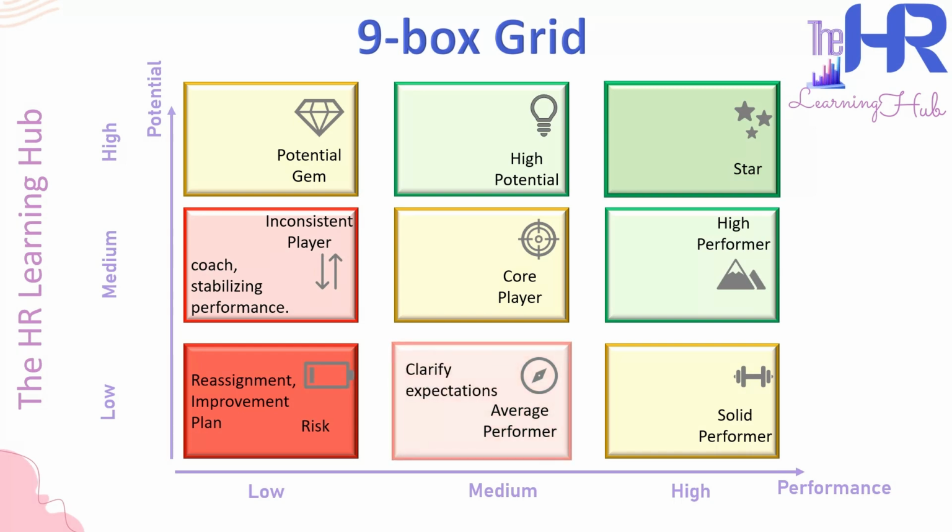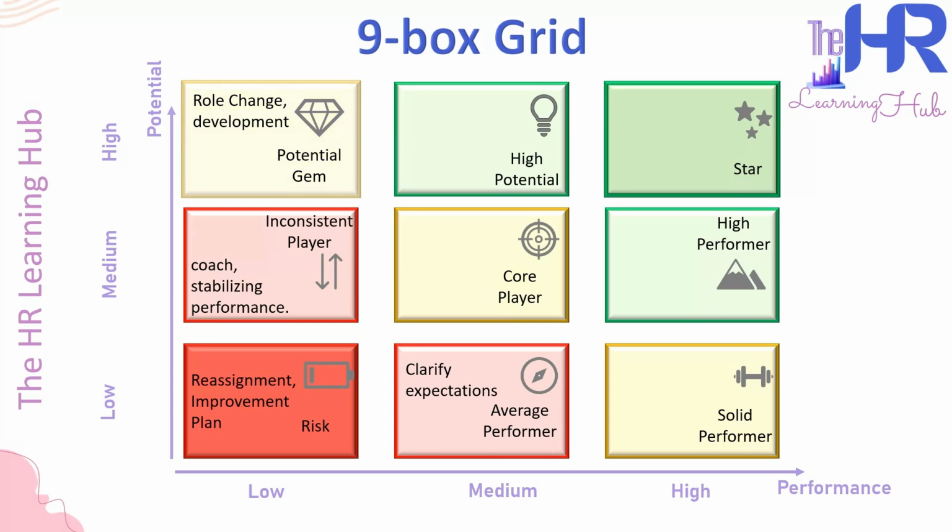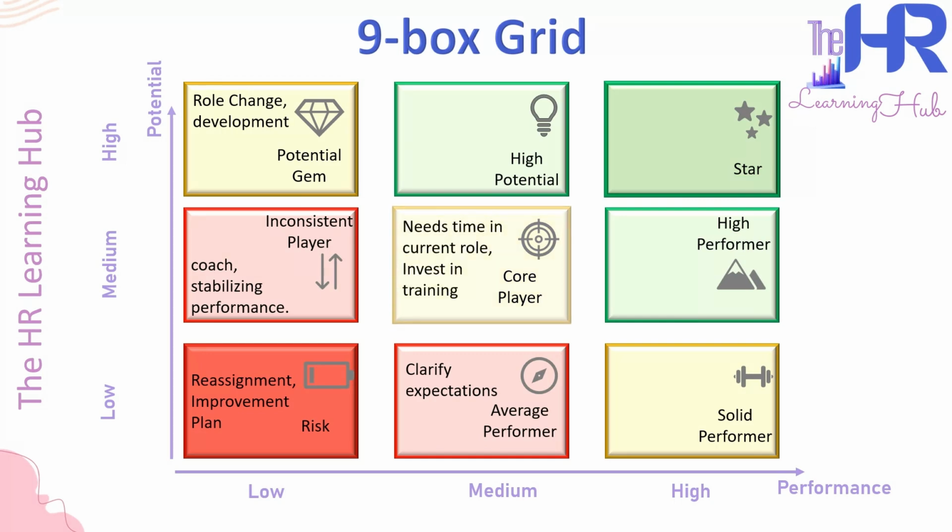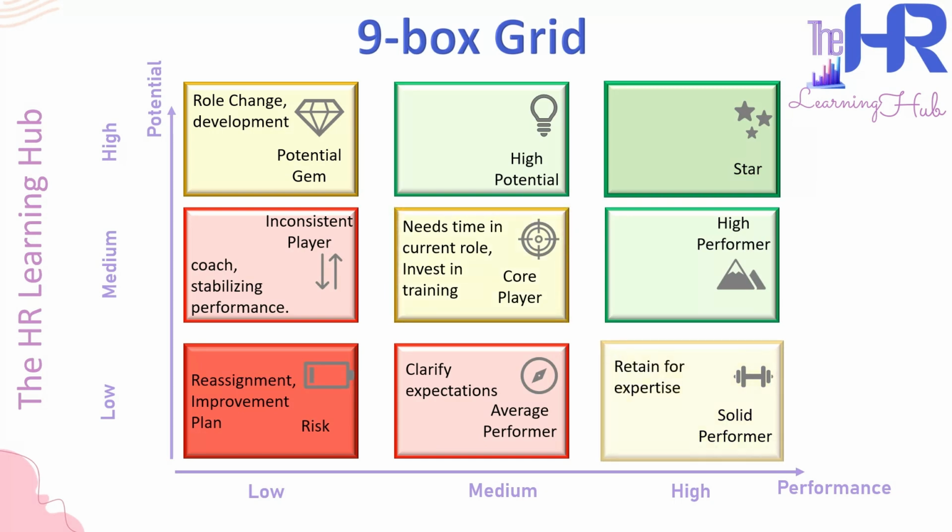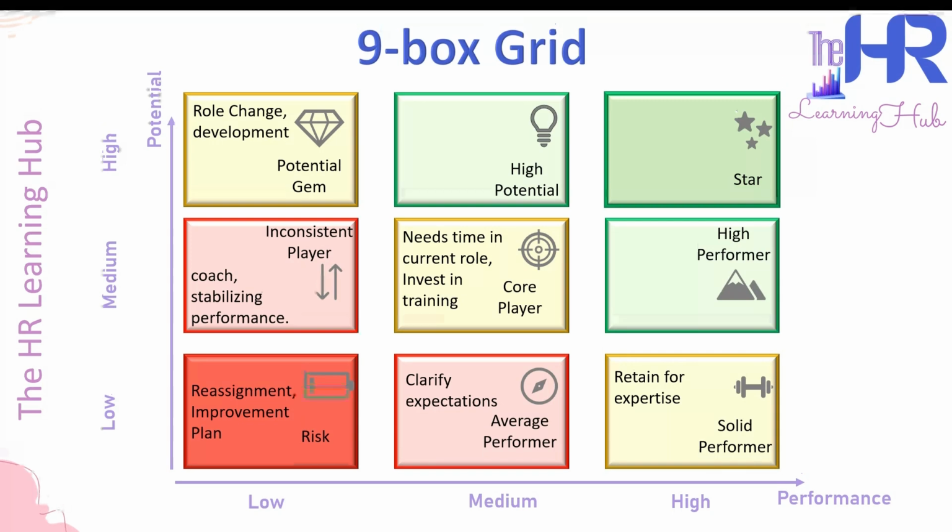Next, we have the average performer, where the performance is average and potential is low. Similarly, we have all the other grids as well. Potential gem, where a role change or a development plan is needed. Core player, these are your consistent performers, doing okay on performance as well as potential. Then we have someone who is very good in their current performance but doesn't have potential. These are the people you retain for their expertise. They may have a lot of knowledge in one particular skill or one particular project.